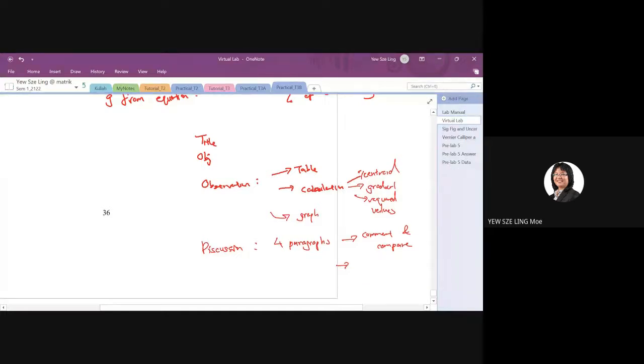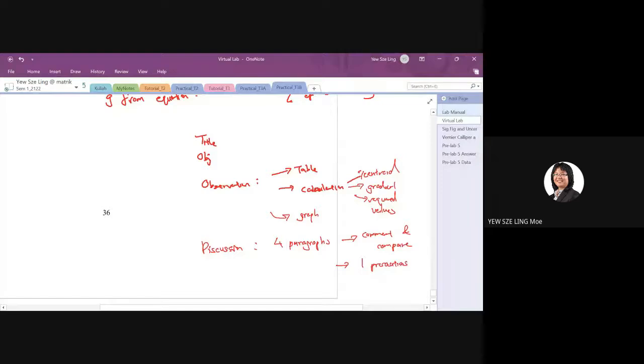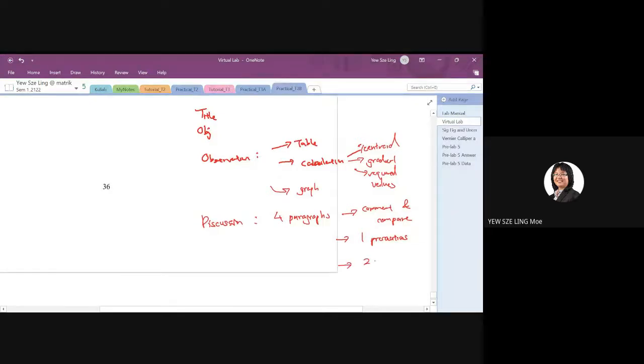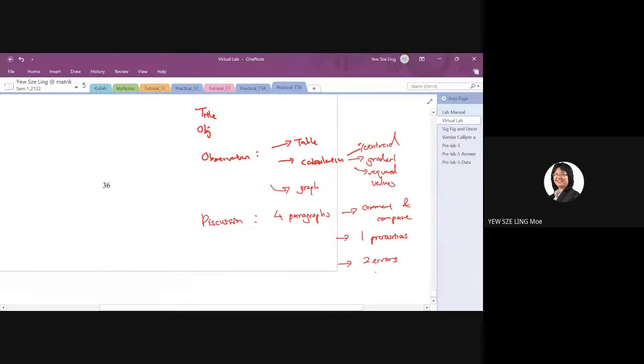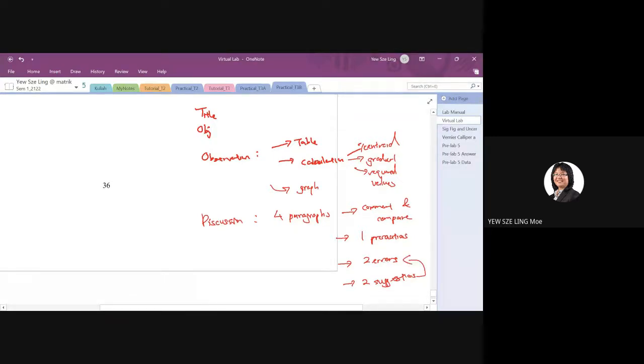Okay, and then second paragraph, 1 precaution. Remember, precaution is the actions that have been taken before you start the experiment. And then third paragraph, 2 errors. Fourth paragraph, 2 suggestions. Suggestions must be related to the errors, must be based on the errors.